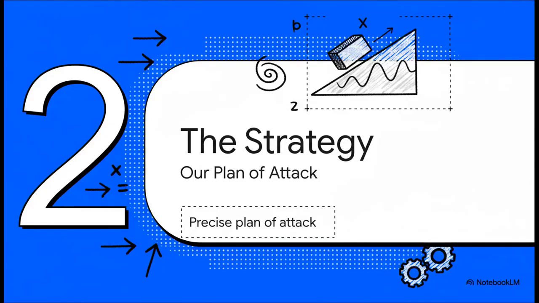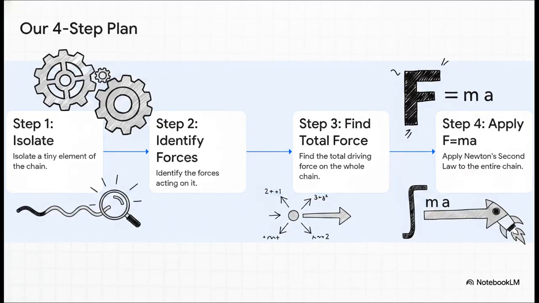All right, we've got our core principle and our secret weapon technique. Let's lay out our exact step-by-step battle plan. It's a simple four-step recipe. 1, we'll define a tiny piece of the chain. 2, we'll figure out the forces on just that one piece. 3, we'll use our calculus trick to add up the driving force for the whole chain. And 4, we plug that total force into F equals ma. If we just follow these steps, they'll lead us straight to the answer.